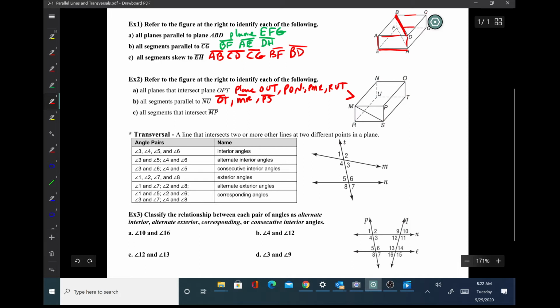All the segments that intersect MP. Okay, so MP is here. So what intersects it? MR for sure. MS does. PS. PO. MN.